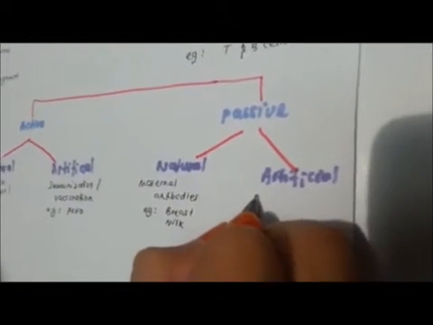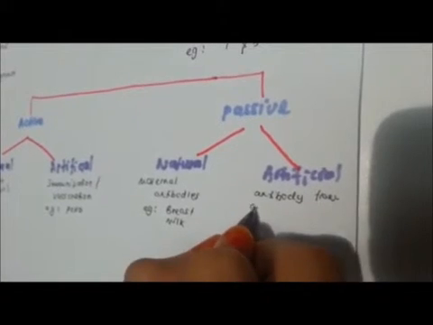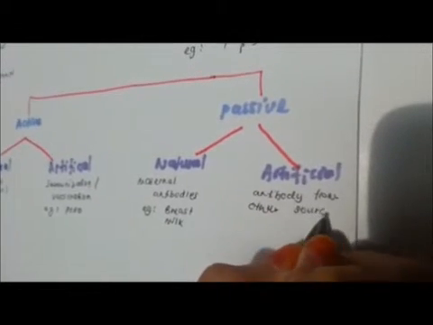Secondly, in artificial passive immunity, which is the antibody from other sources, it is temporary and is the injection of immune serum into the body. For example, snake bites, rabies, and tetanus.